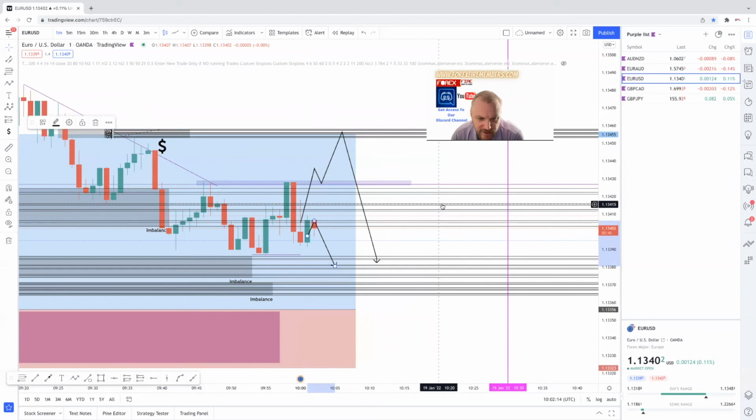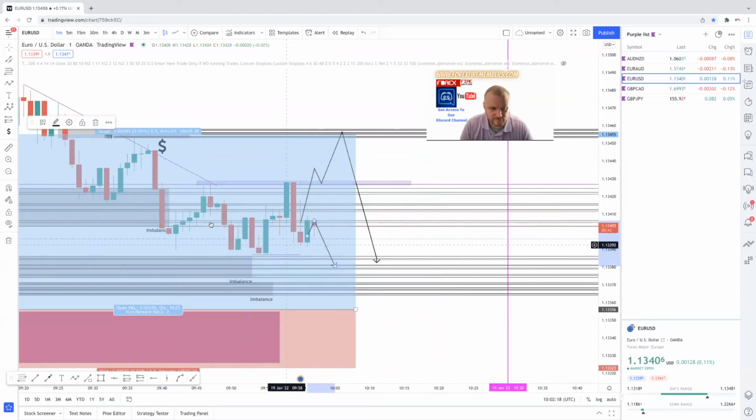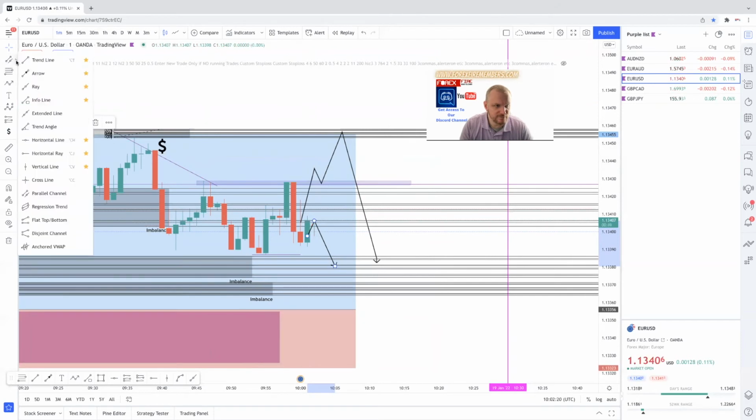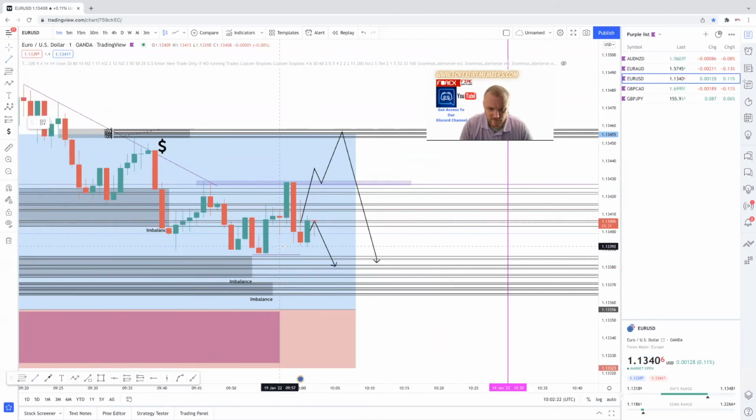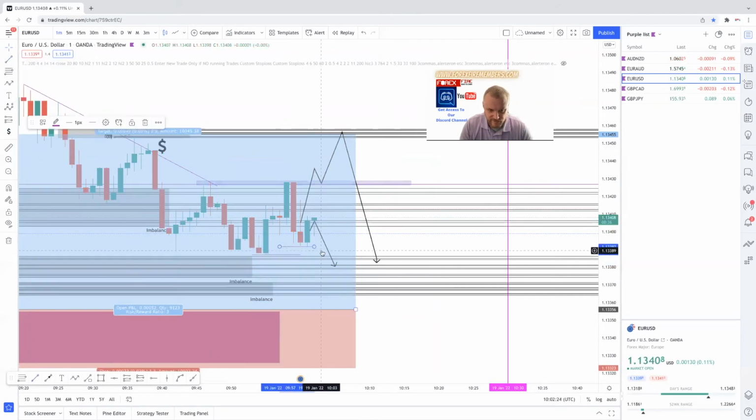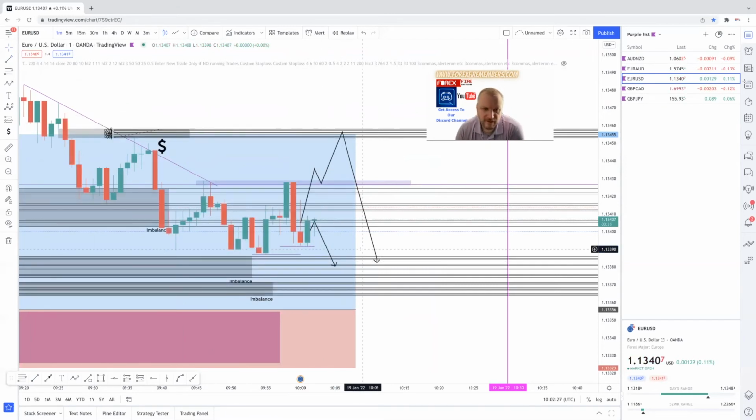Bit of a rejection. Again, a little bit of liquidity residing there as well. We'll see what happens after this candle here. 20 seconds left of this candle, then we'll pause it. We'll come back in a second.